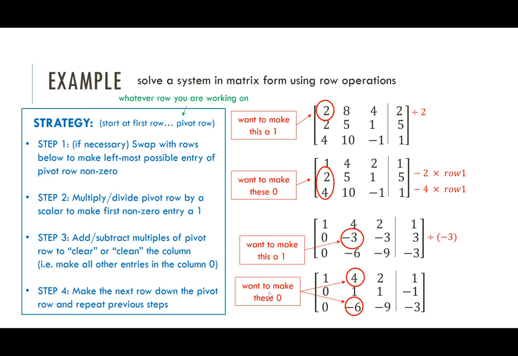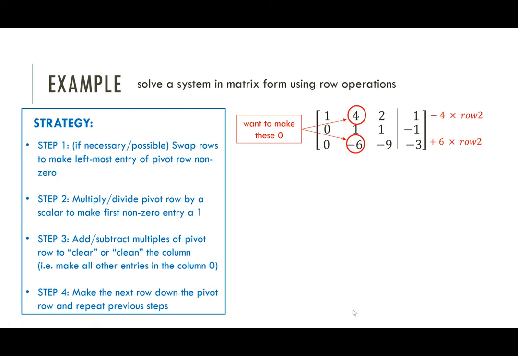And we'll do it by adding or subtracting multiples of row 2 to these other rows. So here, for the first row, we will subtract 4 times row 2 in order to clear that 4. And on the last row, we will add 6 times row 2 to the third row in order to clear that minus 6. So, okay, let's put that up at the top. And let's go through these row operations.